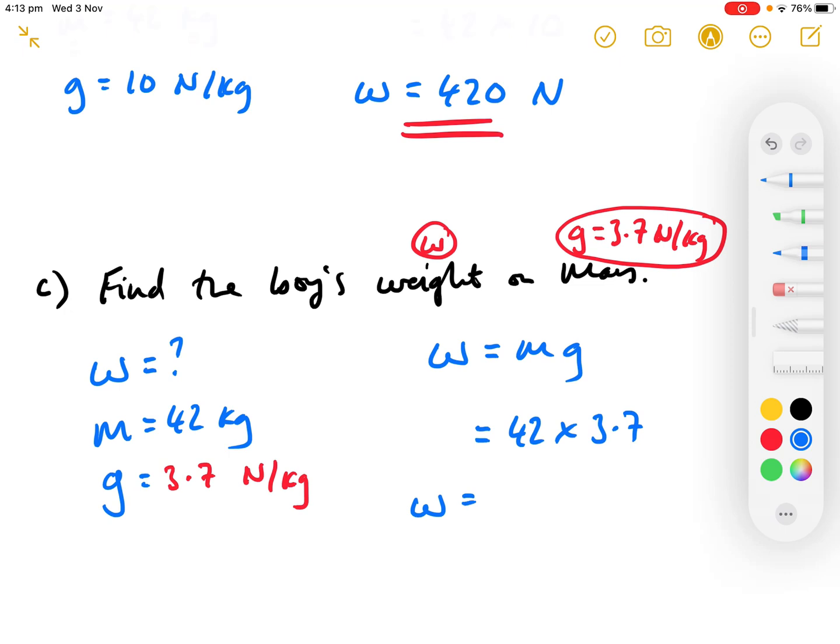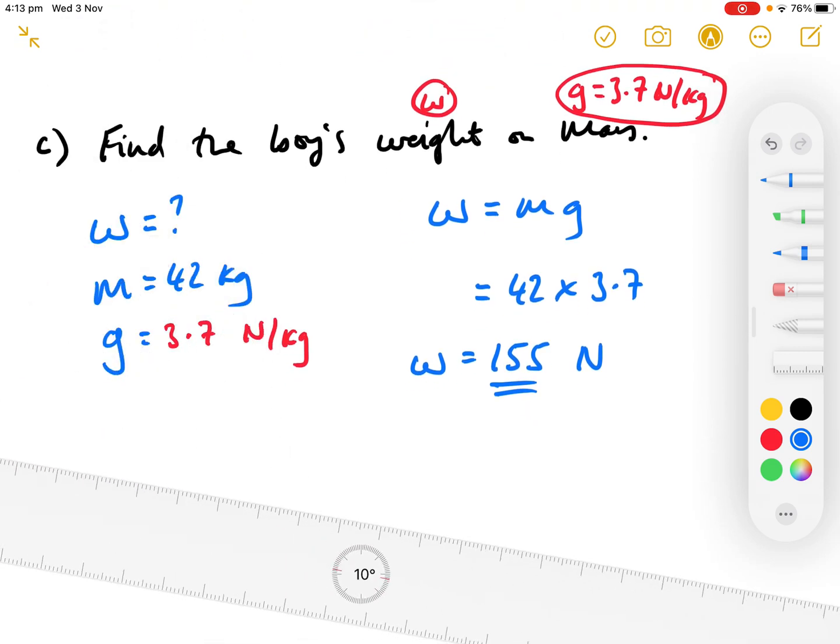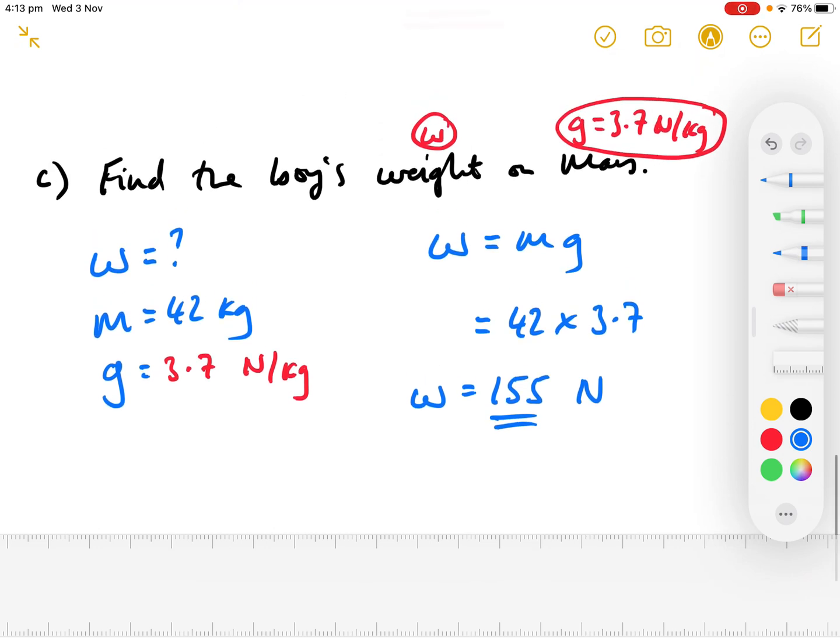Always have your calculator whenever you're doing any physics tests. Always have a calculator in any physics lesson as well. Times 3.7. And we get 155. It's actually 155.4 newtons, but I'm just going to round it up to 155 newtons. That's good enough for us.